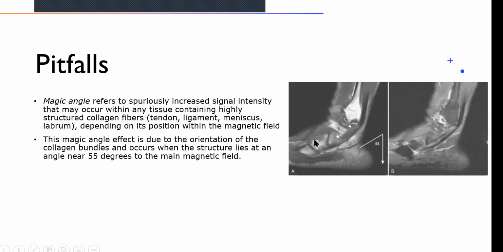That's why the magic angle effect here in A, this is a normal sagittal view of the ankle. But in the magic angle effect, it is due to the orientation of the collagen bundle and occurs in a structure that lies near an angle of 55 degrees. When you use 55 degrees, you will see this signal in the posterior tibial tendon, and you can see all over the tendon is dark. So it is misleading as a tear in the posterior tibial tendon.